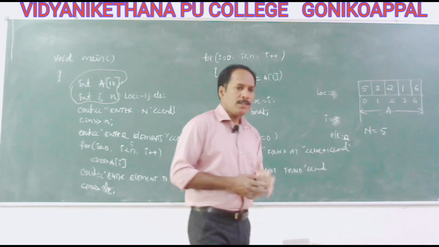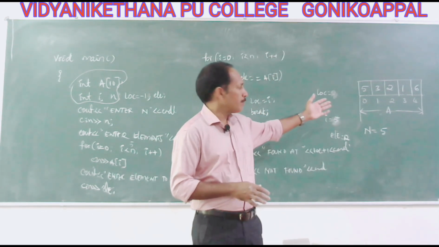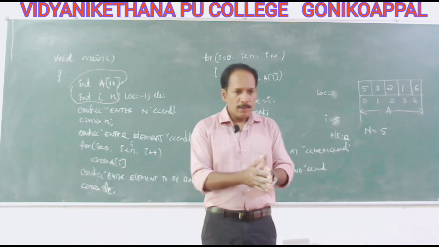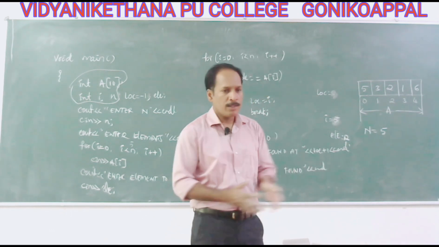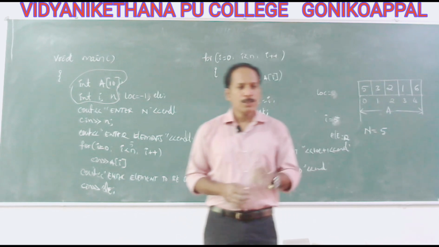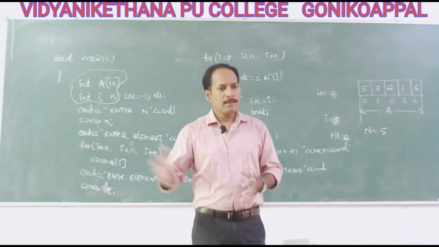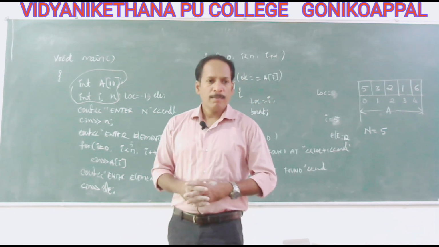But the only restriction of binary search is that it cannot be applied here, because you can see the numbers are not in order. If you don't know whether the array elements are arranged in ascending or descending order, then binary search will not work. Binary search works only for elements which are organized in either ascending or descending order. That's a drawback. So this is something about binary search.